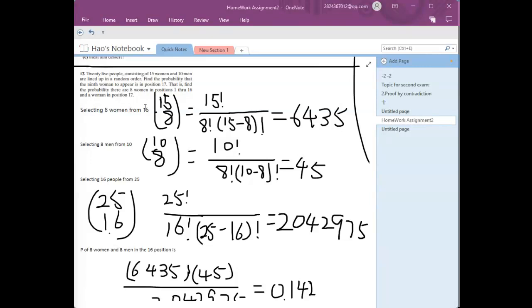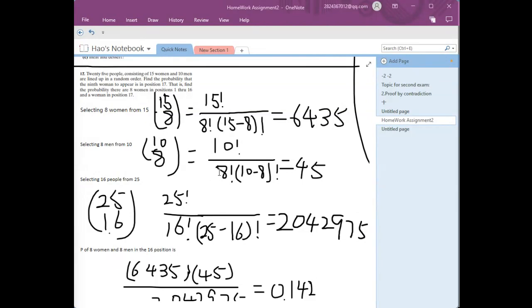Why did you use 15? Oh, because there are 15 women. Out of 15 women, 8 of them. I got it. So the previous 8 women, out of the 15, you choose 8. That's how you get that number. And oh, okay.